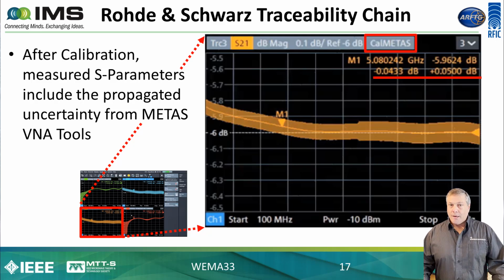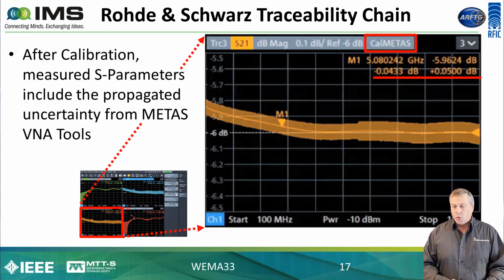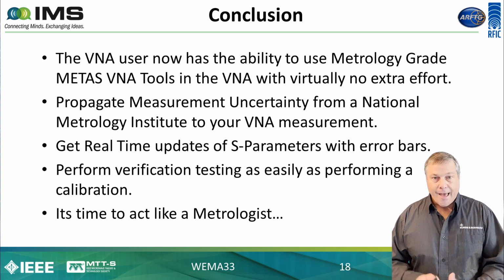So if you do these two things, calibrate using the METAS cal, and then run a verification, and you pass the verification, at that point you can feel quite confident that what you see on the screen is accurate and the uncertainty bands are really the measurement uncertainty that you have for that particular measurement. That is how you would do it.